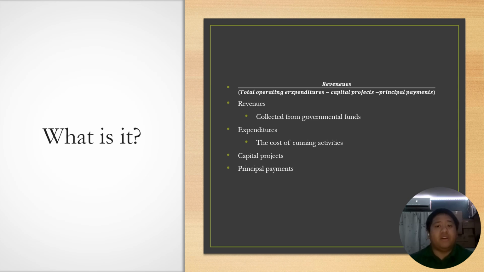Capital projects is a fund account for the financial resources obtained from bond issues for the acquisition or construction of capital assets and facilities. Now, the acquisition or construction of capital assets are things such as infrastructure, building roads, or obtaining new buildings to use as assets. And lastly, principal payments are funds gathered to pay for the principal amounts of bond obligations. Principal payments are simply just the amount that a government is paying for the bond or the loan that they obtained.